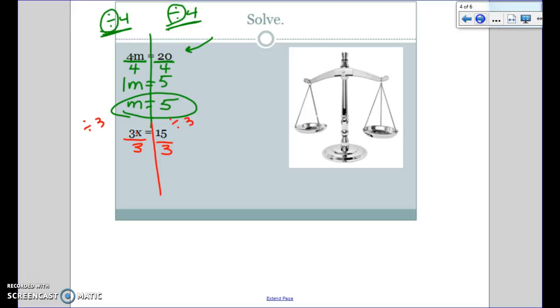Okay, 3 divided by 3 is 1, or 1 times x. And 15 divided by 3 is 5. Well, I know that 1 times x is still just x with the identity property of multiplication, so x must equal 5. All right, so we're using that one operation to solve that equation.